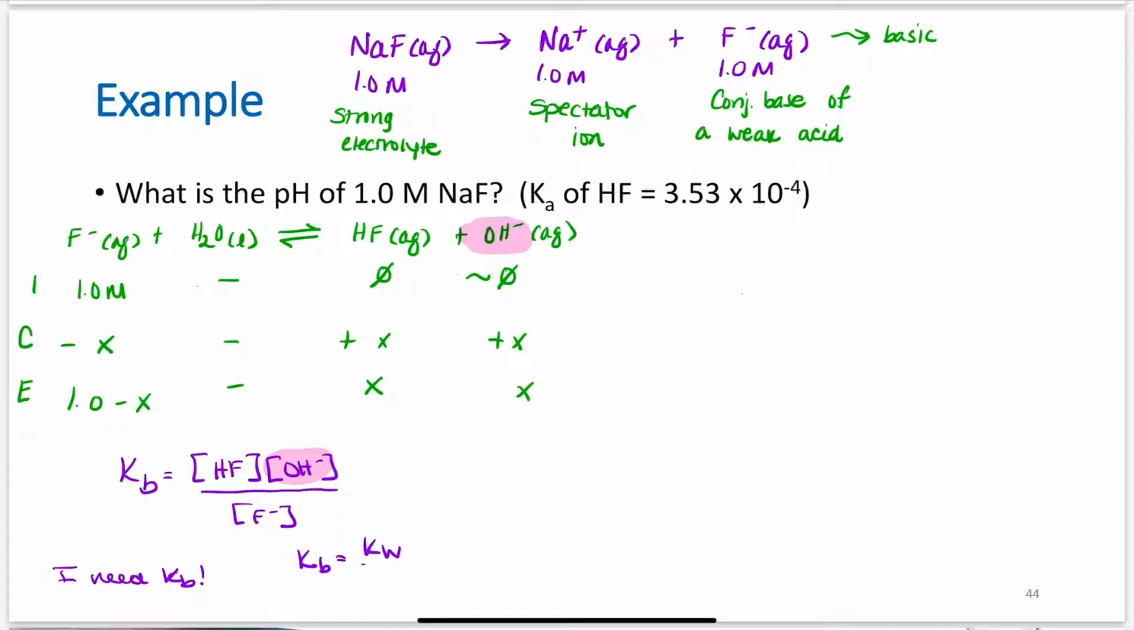In order to get to Kb, I'm going to have to rearrange. Kb is going to be equal to Kw divided by Ka. So 1.00 times 10 to the minus 14 divided by that Ka value of 3.53 times 10 to the minus 4. This gives me a value of 2.83 times 10 to the minus 11. Do I expect it to be that small? Yeah, the Ka value is kind of large, so I actually do expect it to be kind of small. I don't expect a lot of the F minus to be forming. So this is equal to 2.83 times 10 to the minus 11.